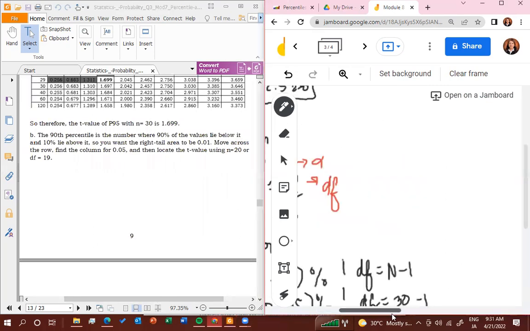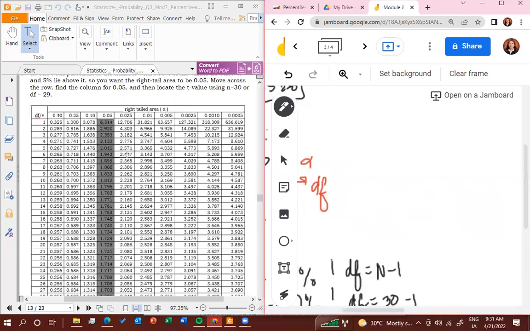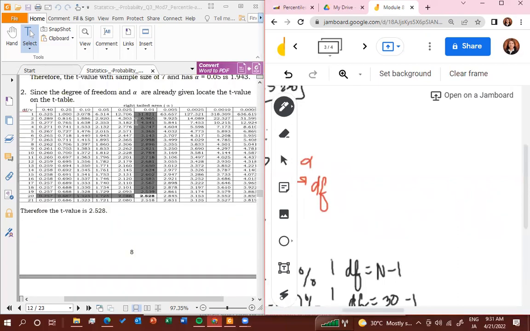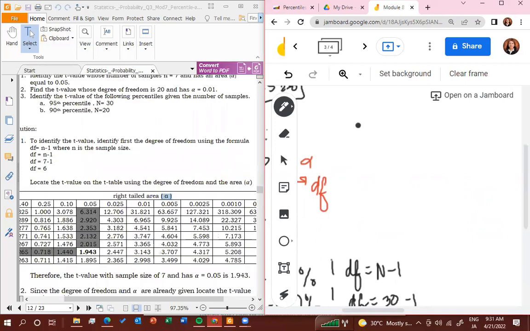Let's answer the next one similarly. First step, write down the given: the 90th percentile, so P is equal to 90, and the sample size n is equal to 20.